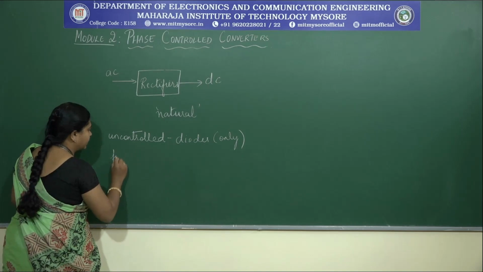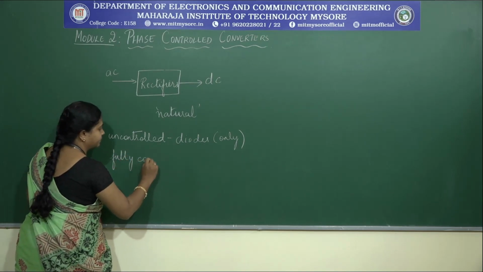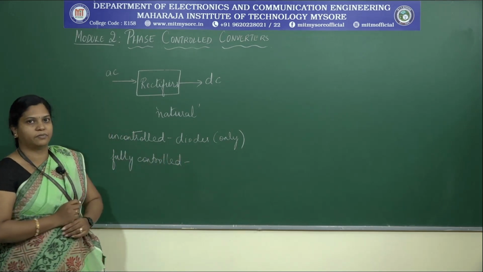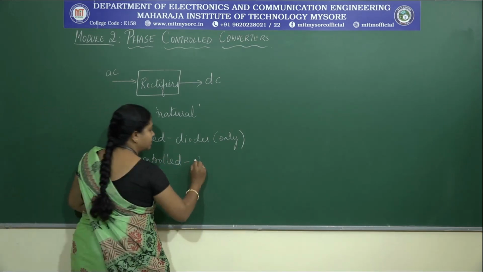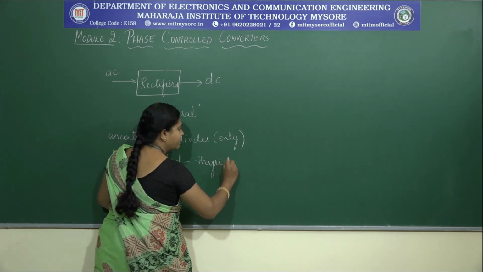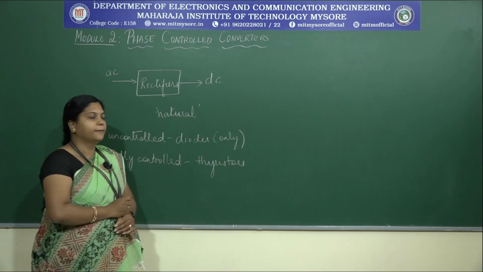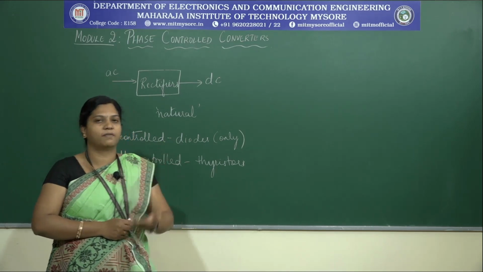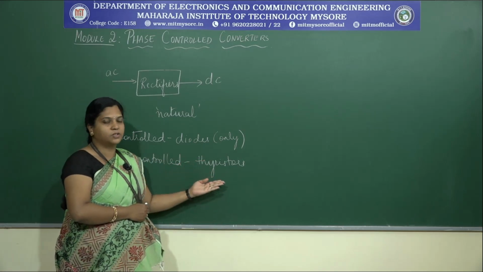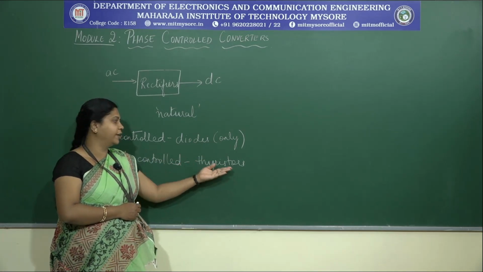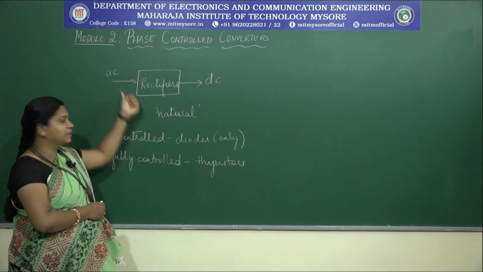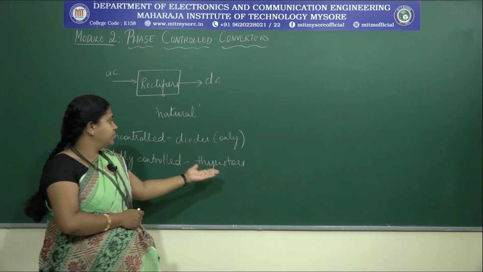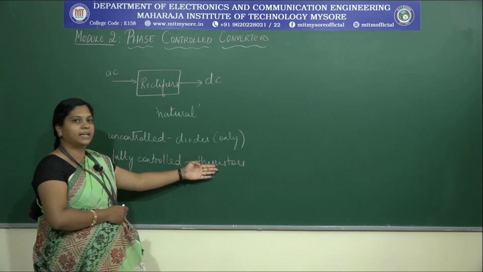Next, fully controlled rectifiers. So in case of fully controlled rectifiers, we will be using the family of thyristors. Usually we prefer the thyristors. Okay, we can use the power transistors also, like power BJTs, power MOSFETs. That is also fully controlled. You can control both on and off, but since it is an AC signal and the thyristor is most suitable for the rectification process, we prefer the thyristors.